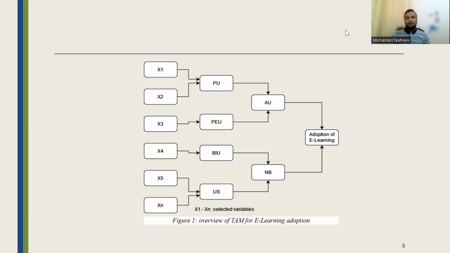This is just a sample overview of TAM for e-learning. Here PU is perceived usefulness, PEU is perceived ease of use, likewise BIU, and some other factors also contribute to the adoption of e-learning. Here X1 to Xn are the external factors that will decide the other factors like PU, PEU, BIU, US.